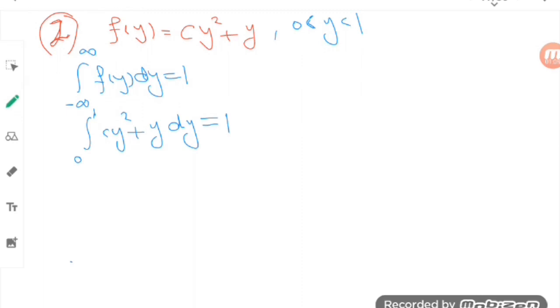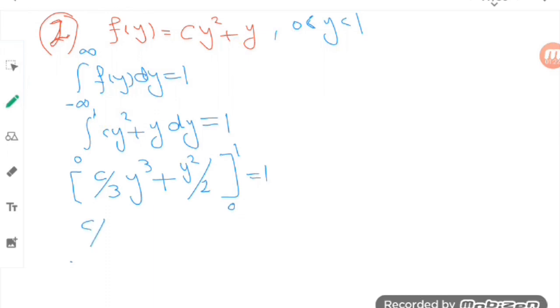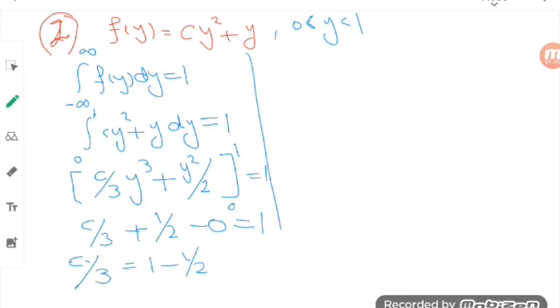Finding the integral, this will be C times y to the power 3 over 3 plus y to the power 2 divided by 2, and this will be substituted by the limits of the integral from 0 to 1. Then C divided by 3 times 1 plus 1 divided by 2, which is half, minus 0 equals 1. Then C divided by 3 equals 1 minus half, then C divided by 3 equals half, then C equals 3 divided by 2.